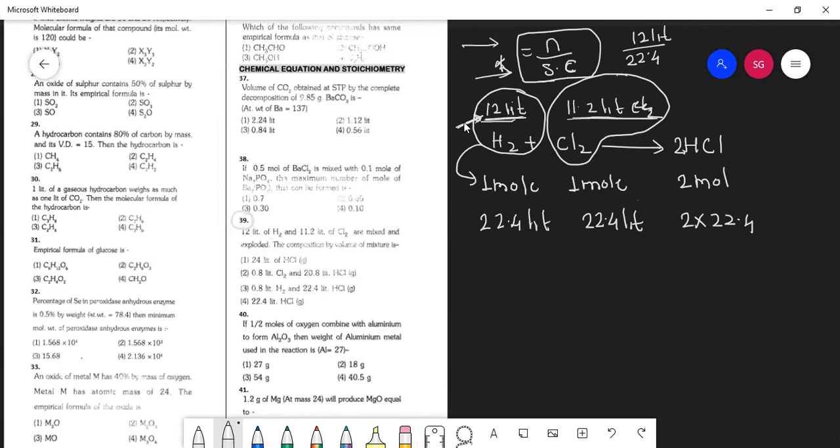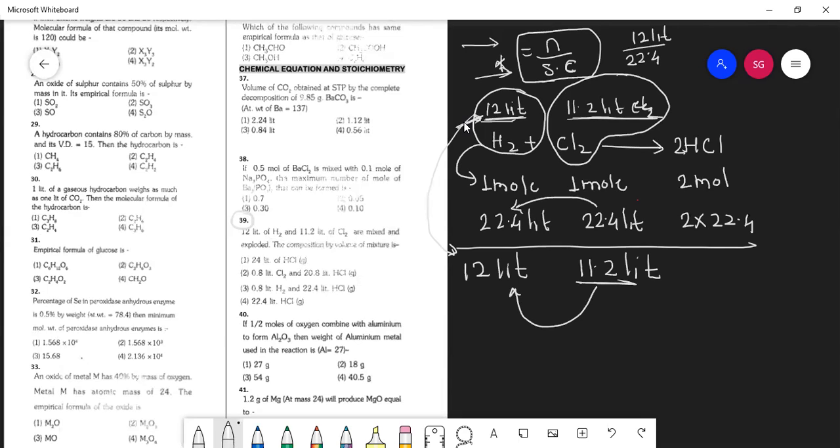Okay. Now, how many liters is given to us? It is given only 12 liters, and this is given 11.2 liters. Now listen to me carefully. When this is 22.4, this also is 22.4. When this is 11.2, how much will be this?